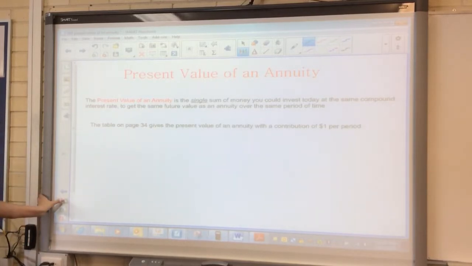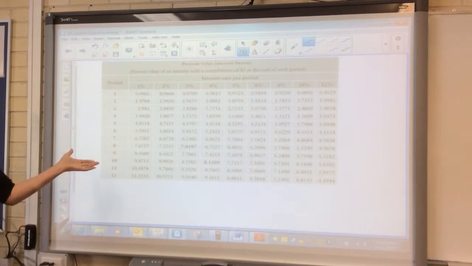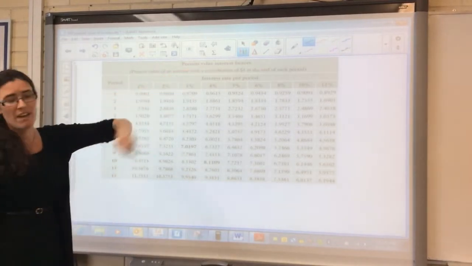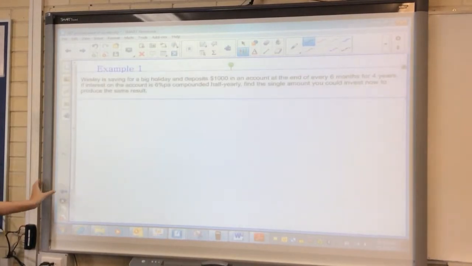So this is the table, it looks like this, very similar to the tables we did for future value, so make sure you read the heading. This is present value. So it's really important that you're using the right table, but of course in the test they have to give you the correct table, so that won't be too hard. So let's look at this example.